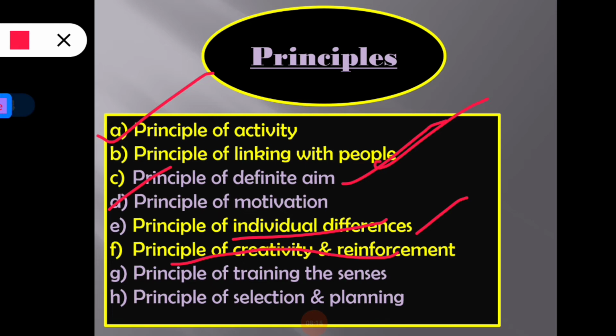And now we are going to the next point, that is the principle of the training of senses. We have five sensory organs. Sensory organs play an important role in learning. Different activities, methods, and aids involve the use of different sensory organs such as the eyes and the ears. And now going to the last point, that is the principle of the selection and planning.